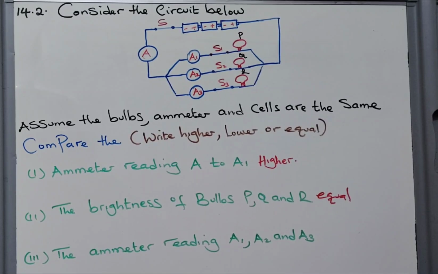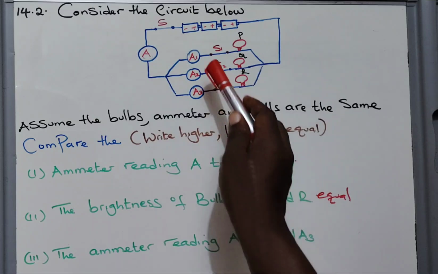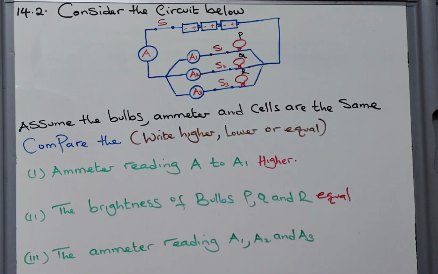Then we come to this one. The ammeter readings A1, A2, and A3. If the ammeters are the same and the bulbs are the same, the readings are going to be the same. So what's the answer? Equal.